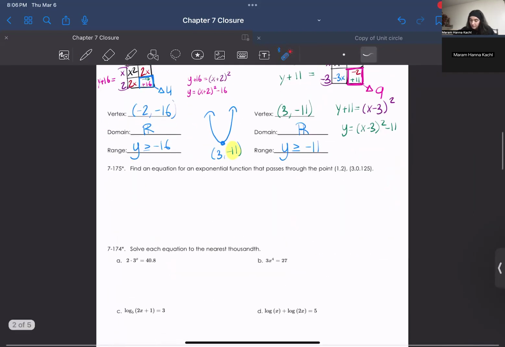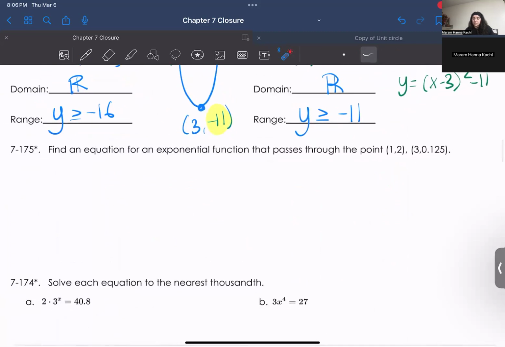All right, we haven't done this in a little while, but find an equation for an exponential function that passes through the points (1, 2) and (3, 0.125). Now, this one has a little asterisk, meaning you'd have a calculator. But first, I kind of want to start off with what an exponential function looks like.